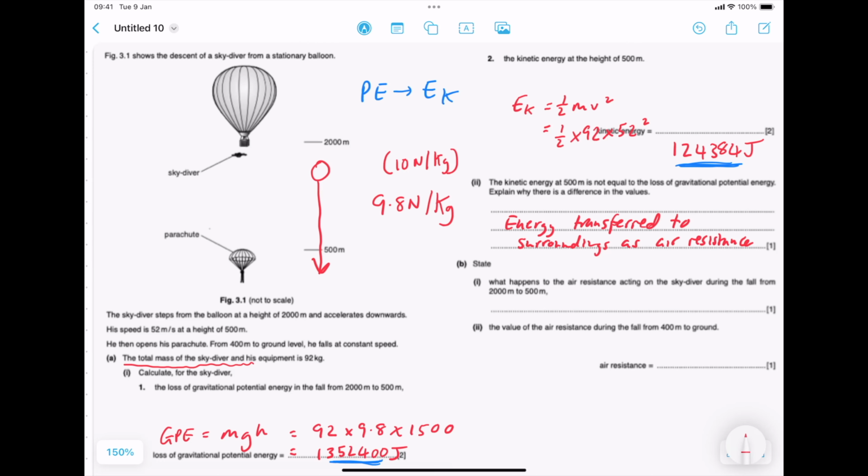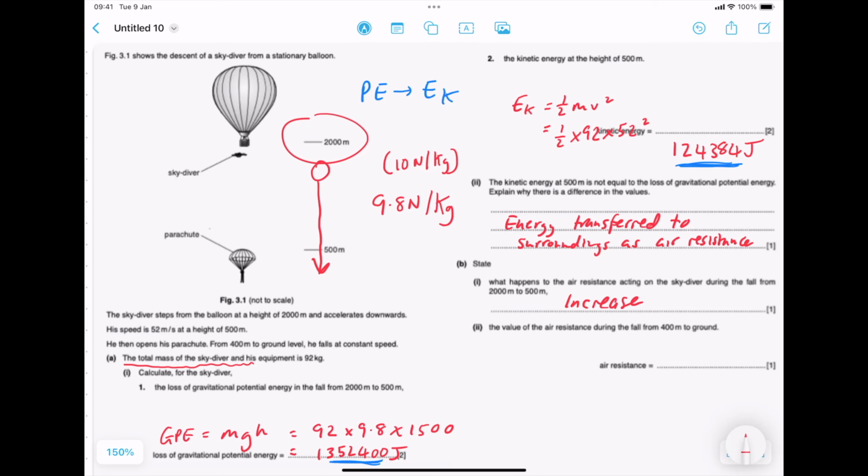Next, state what happens to the air resistance acting on the skydiver during the fall from 2,000 meters to 500 meters. Let's take a step back and say at that point, he's just about to jump out of the hot air balloon. Then as he leaves that hot air balloon, he begins to fall faster and faster. At that point in time, the air resistance is going to be close to zero until he's had time to start falling. Then the air resistance will gradually increase and get bigger and bigger as he falls further. So during that period of falling, we can say that the air resistance is going to increase.